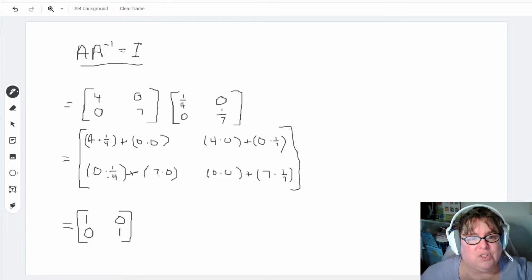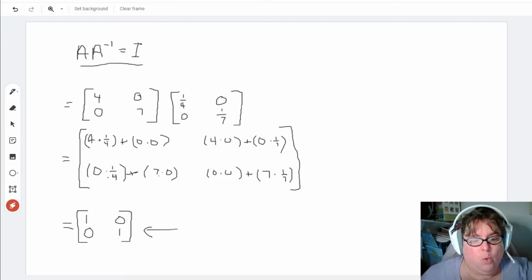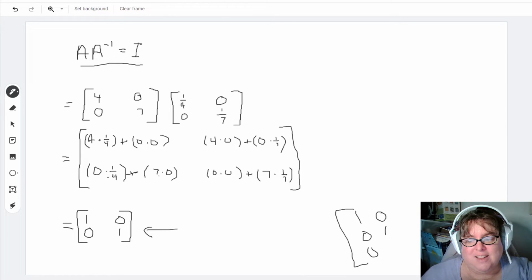inverse. So if you multiply your original matrix by the inverse, you will get an identity matrix, which looks like this. An identity matrix is a matrix where the diagonal is all ones, and anything else is going to be zeros. So if you have a 3 by 3 matrix, you're going to have 1, 0, 0. And it is not a straight line. I apologize. 0, 0, 1.